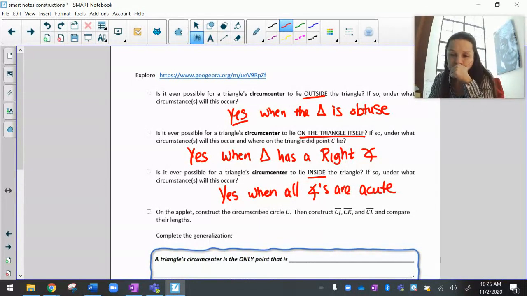Okay. So circumcenters can move inside and outside. They are outside when you have an obtuse triangle, inside when you have an acute triangle, and if you have a 90-degree angle, it's right on the edge. Okay.